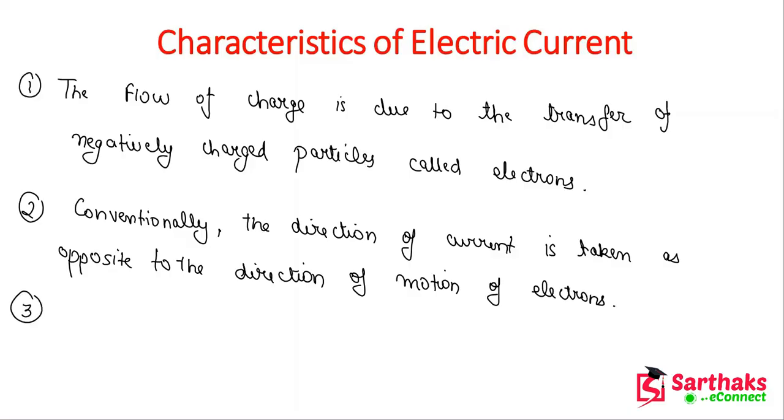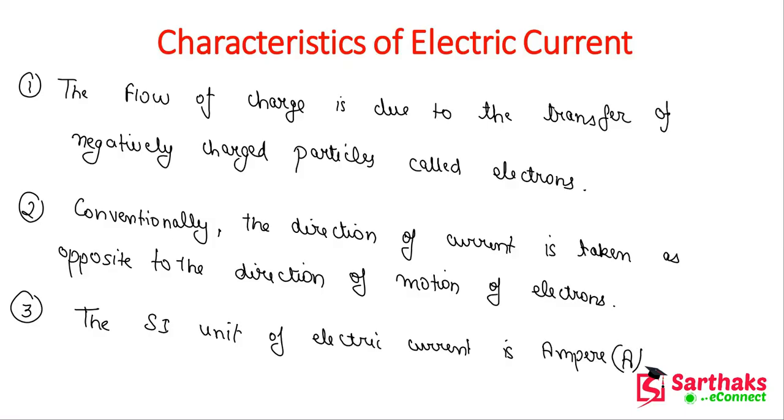And the third point that we are going to discuss is that the SI unit of electric current is ampere. The SI unit is the standard unit, and the SI unit of electric current is ampere, denoted by capital A.